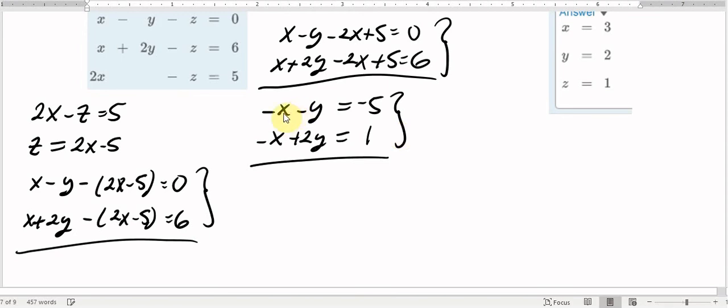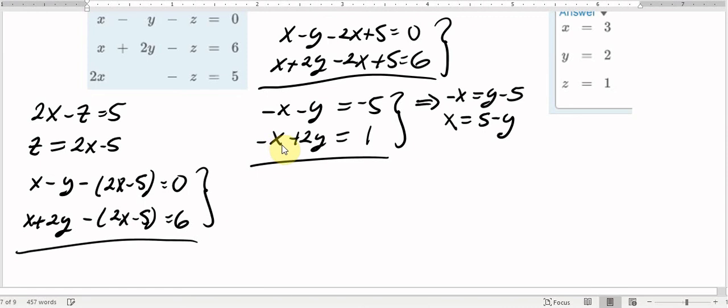Now look at that first equation, minus x minus y is equal to negative 5. Well, that implies that if I get one of those variables by themselves, say for example, I'm going to solve for negative x. So negative x is equal to y minus 5. That is, I just added y on both sides, and thus here the x is equal to 5 minus y.